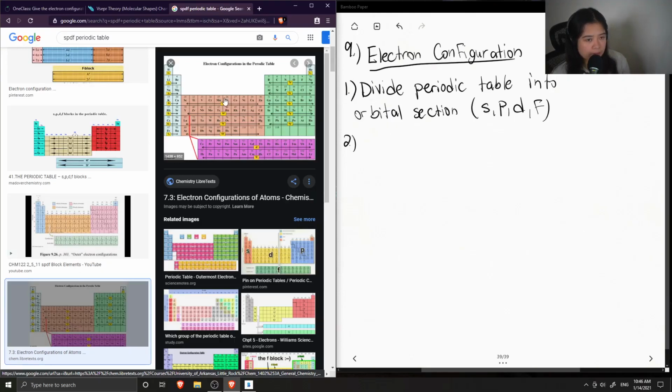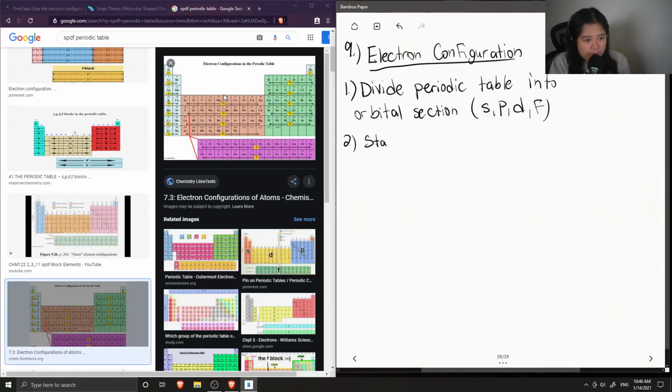So after we divide our periodic table into these different sections, we start from hydrogen, and we move left to right, writing the row number, then the block letter.